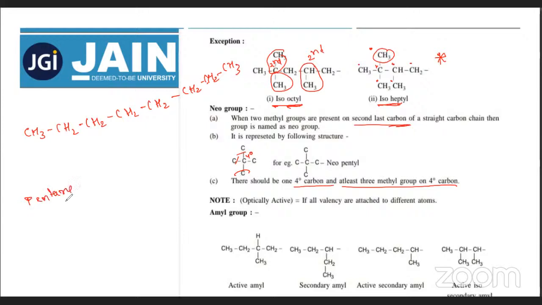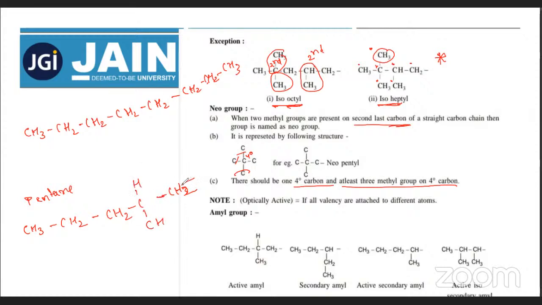So I just write the structure of pentane. Pentane is CH3, CH2, then CH2, then CH2, then CH3. This is pentane. From this particular structure, I have taken out one H, so one bond is free now. The CH3 has been given to the second carbon. So this is known as amyl. This group has been satisfied by giving one H and one CH3 group.